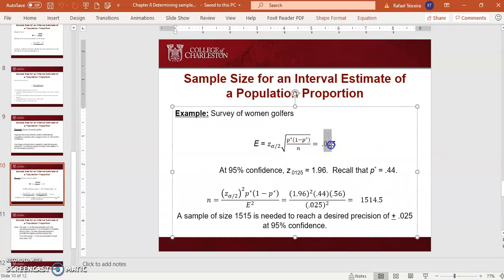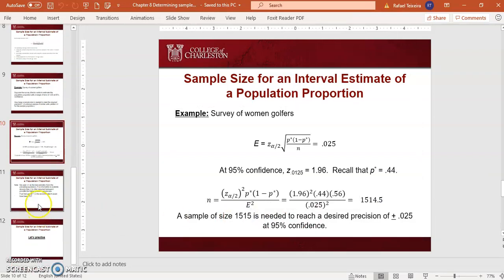So I know that the margin of error is 0.025. I know that z is 1.96. The sample proportion is 0.44. I plug the numbers into this formula and I have the answer, which is 1,514 people. Because I cannot have half a person, we have to make a decision if we want to round to 1,514 or 1,515 people answering the survey. Okay, that's how you do it.